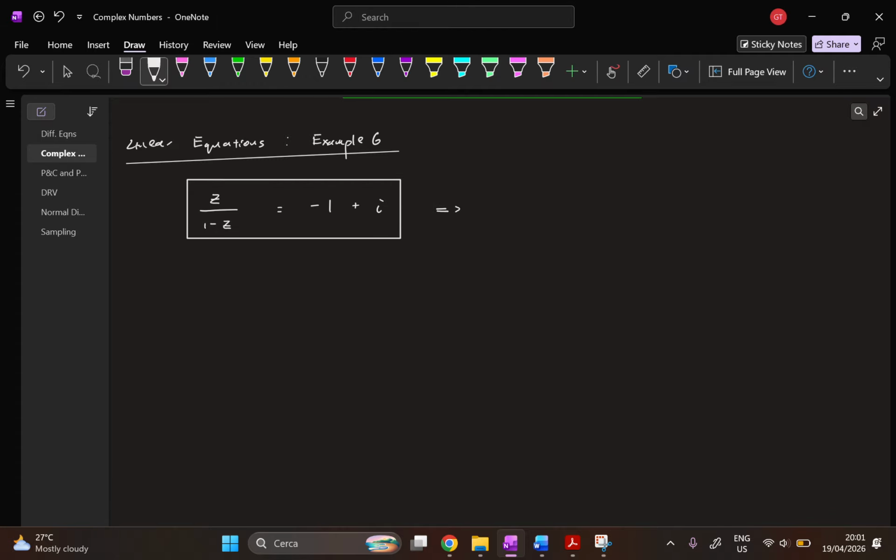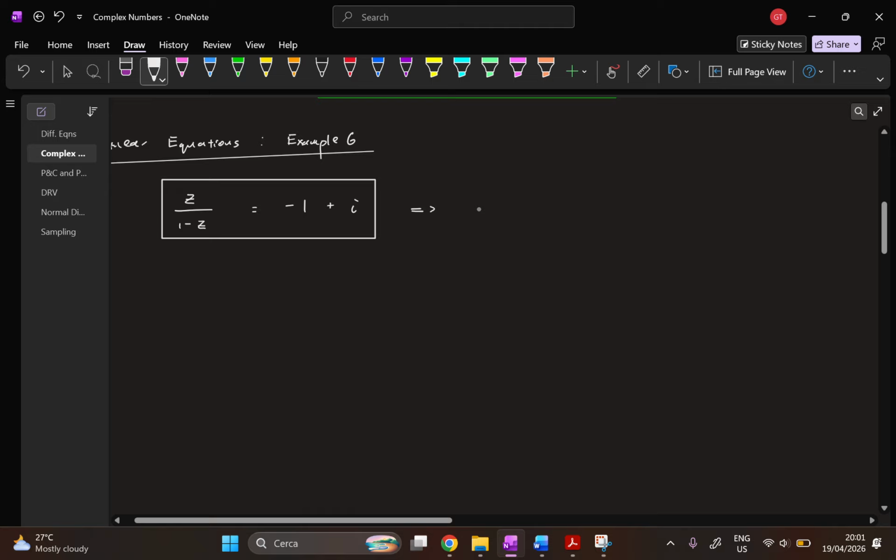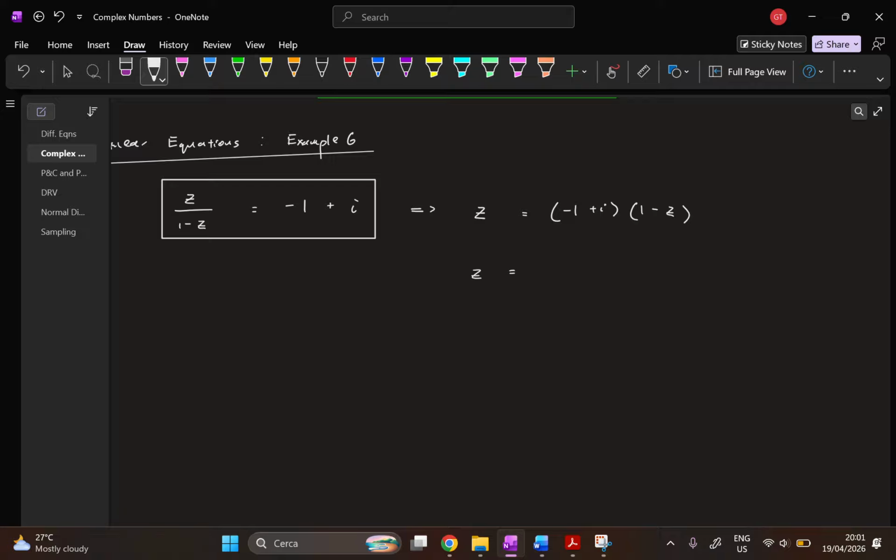So the strategy in this case is to make z the subject. So how do I make z the subject? Obviously, I will have to cross multiply, right? So I will get z equals minus 1 plus i times 1 minus z. An important thing about complex numbers is that the normal algebraic rules that you learned in lower secondary still apply. So the distributive law just applies. You can just expand it normally like any normal real number.